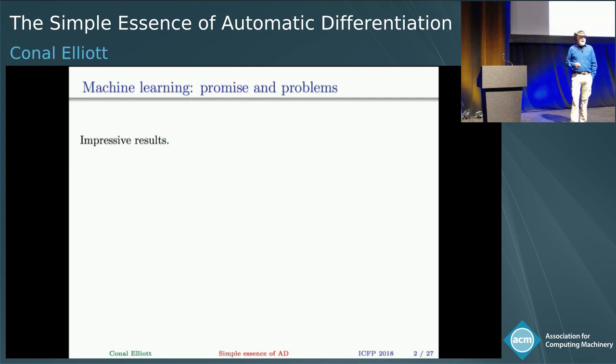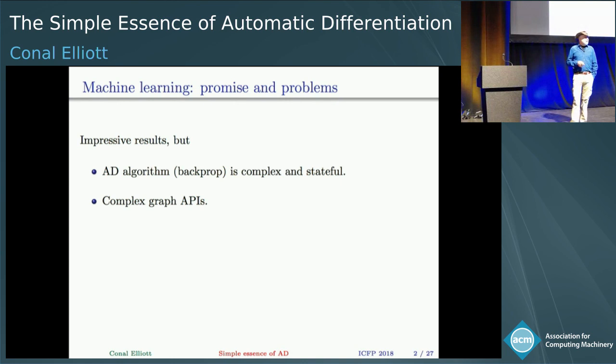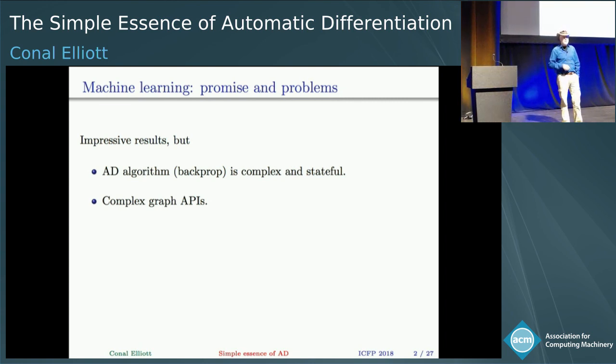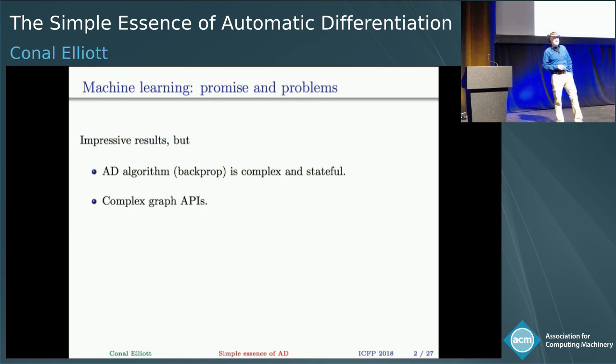Okay? However, the automatic differentiation algorithm that's popularly used in machine learning, which is called backprop or backpropagation, is complicated and stateful. Okay? Why does it matter? Well, the complexity of the algorithm makes it difficult to understand, which makes it difficult to improve. And the statefulness, in particular, makes it non-trivial to parallelize. And these days, most performance comes from parallelism, particularly if you get massive parallelism. Okay, so this is one problem.